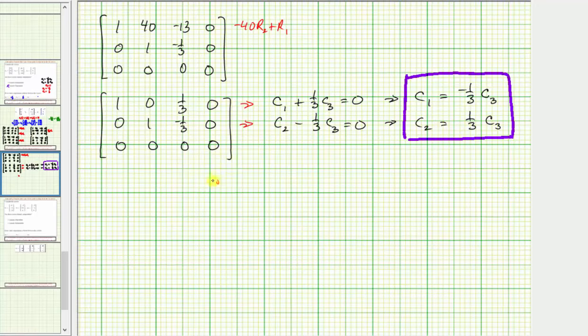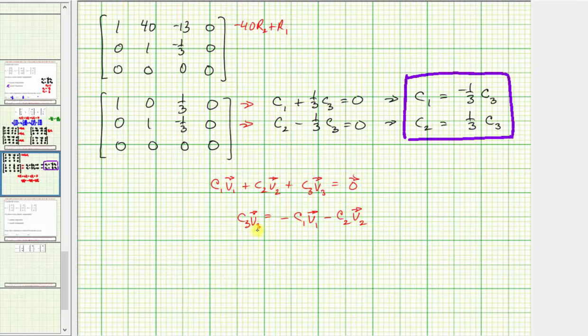Remember, our vector equation was C sub 1 times vector v sub 1 plus C sub 2 times vector v sub 2 plus C sub 3 times vector v sub 3 equals the 0 vector. So if we solve this for C sub 3 times vector v sub 3, we'd have C sub 3 times vector v sub 3 equals, we can leave off the 0 vector, and this would be equal to negative C sub 1 times vector v sub 1 minus C sub 2 times vector v sub 2.